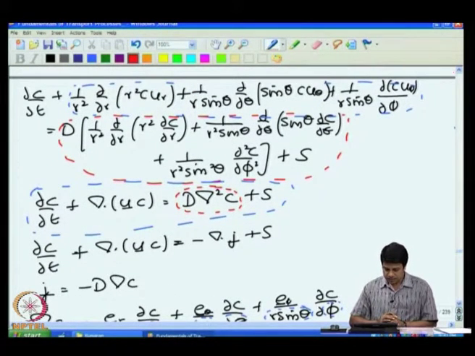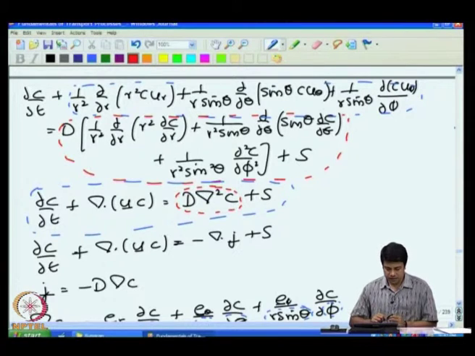The terms on the left side in blue on the equation on top are the divergence of c times u, and they have a more complicated form: 1 over r square d by dr of r square times c u r plus 1 by r sin theta d by d theta of sin theta c u theta plus 1 by r sin theta partial of c u phi by partial phi, where u r, u theta and u phi are the components of the velocity in the spherical coordinate system.